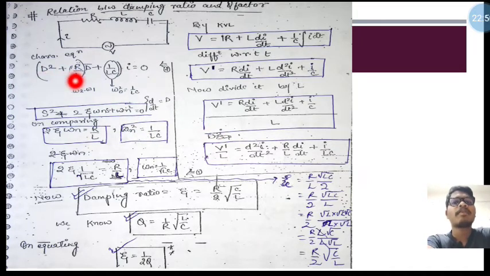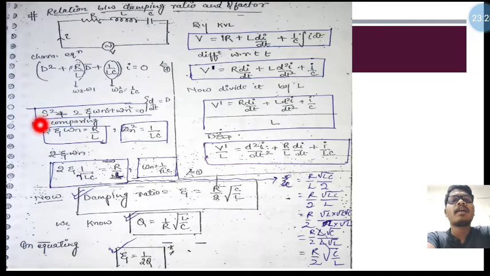This is d square plus R divided by L into d plus 1 divided by LC into I, that is equal to 0. Or here we know from the control system, that is s square plus 2 zeta omega n s plus omega n square is equal to 0. If you haven't studied the control system, then please go through the control system lecture, then only you will be able to understand. This is the characteristic equation, which is at the denominator side.